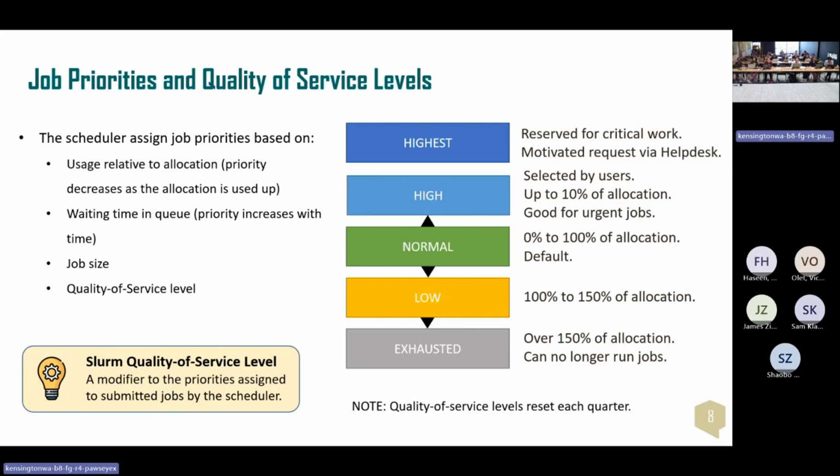And we also have these higher priorities. So up to 10% of your allocation, if you have a paper deadline or some work that's really urgent that you need to get done, you can actually self-select, say, hey, this is actually important, I'd like it to go through the queues quicker. So everyone gets a small amount to sort of self-determine what's important.